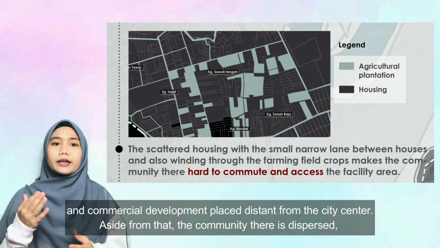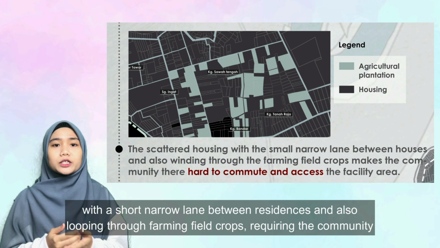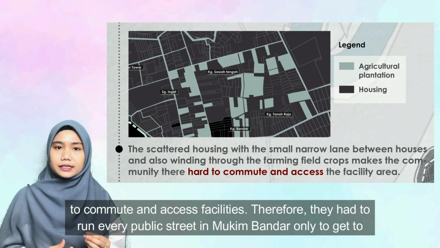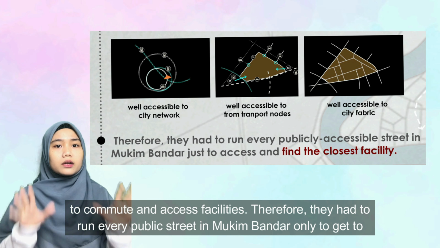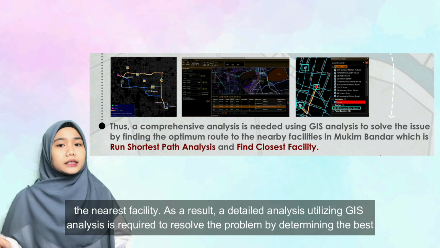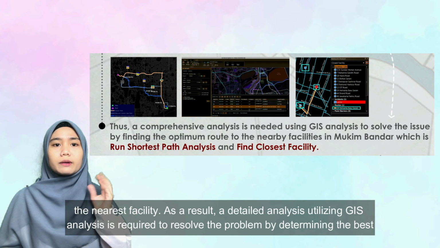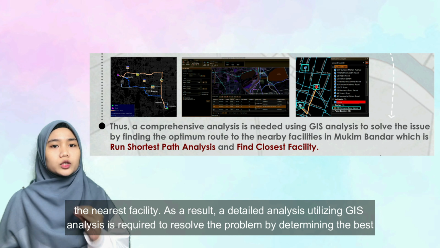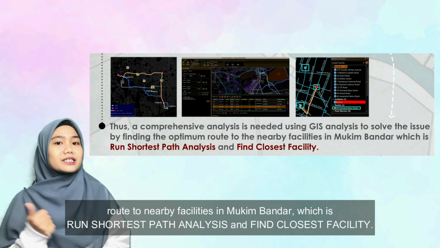Aside from that, the community there is dispersed with a short narrow lane between residents and also looping through farming field crops, requiring the community to commute and access facilities. Therefore, they had to run every public street in Mukim Bandar only to get to the nearest facilities. As a result, a detailed analysis utilizing GIS analysis is required to resolve the problem by determining the best route to nearby facilities in Mukim Bandar, which is run shortest path analysis and find closest facility.